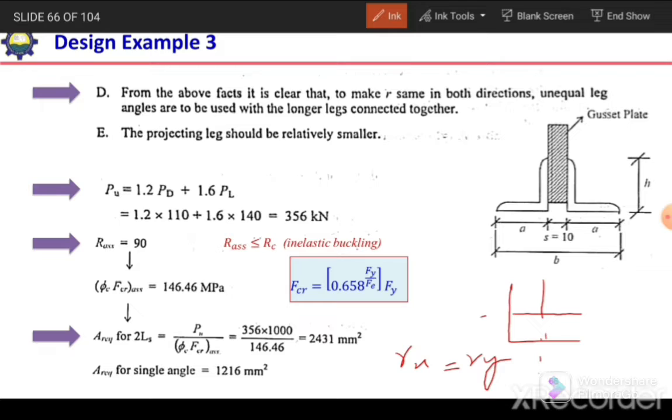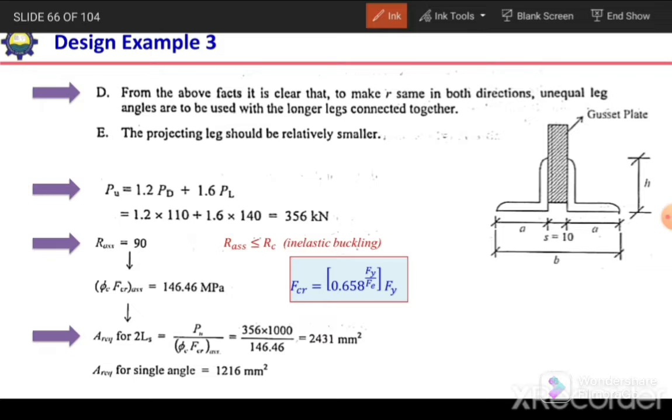So if we want to increase the Rx value, we need to select a section which has one leg larger than the other leg. If this leg is larger than this leg, then Rx will be greater than Ry. And if we connect the longer leg of the two sections, then our Rx value and Ry value will be the same. Rx of the built up section as well as Ry of the built up section will be nearly the same.